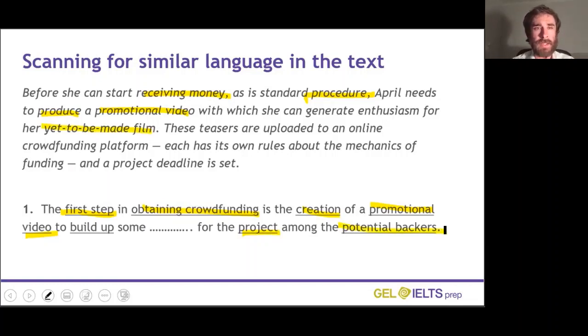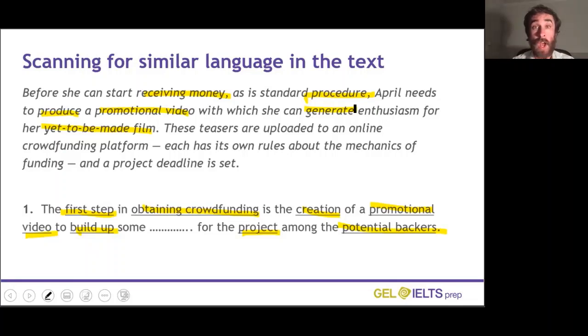Potential backers doesn't seem to be mentioned anywhere. That's okay, you probably won't find all of your keywords in the relevant section of the text, but I think there are enough matches here. Now, our really important keyword was build up. Can we find a synonym in the text? Generate. Now let's think back to our predictions from earlier.